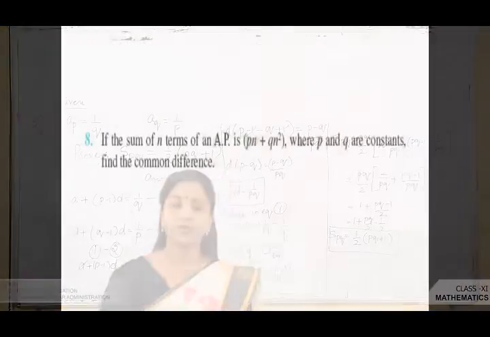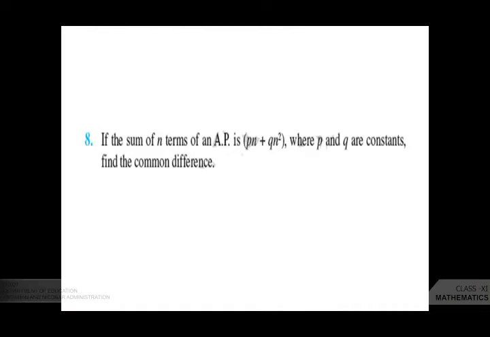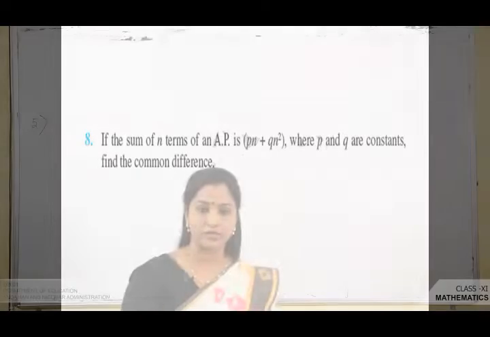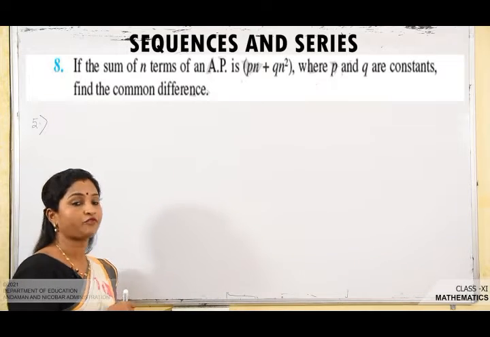Now moving on to the next question, which is the eighth one, which is again very important. If the sum of n terms of an AP is Pn plus Qn square, where P and Q are constant, find the common difference. So to solve this question, just see what are the things given to you. Here you have to find the value of D. So what are the things given? Sum to n terms of an AP.